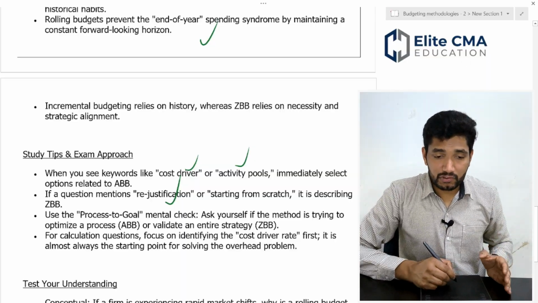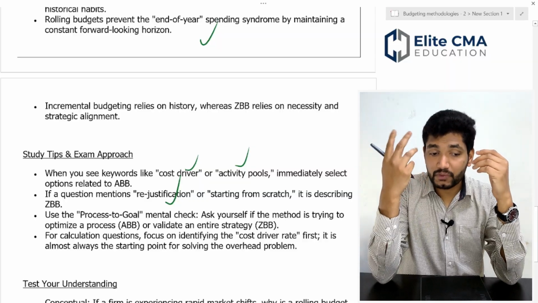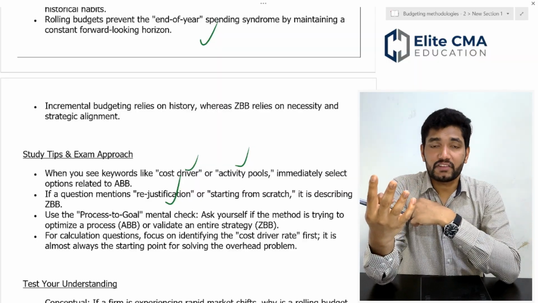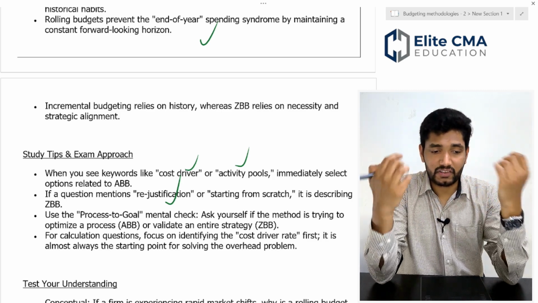Then use the process-goal mental check. If the question asks whether the method is trying to optimize a process, that is activity-based budgeting. Validating an entire strategy is zero-based budgeting.